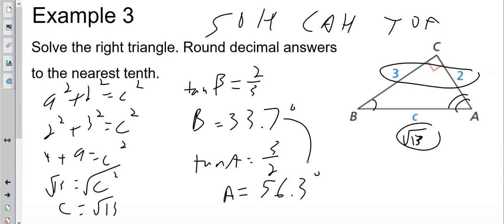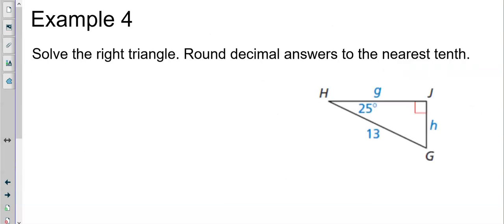Now, I could have done sine or cosine for either one of those and used the square root of 13, and there's nothing wrong with that. It's more steps, it's a little more complicated, so why not make your life easy and use the numbers that make it easier for you?